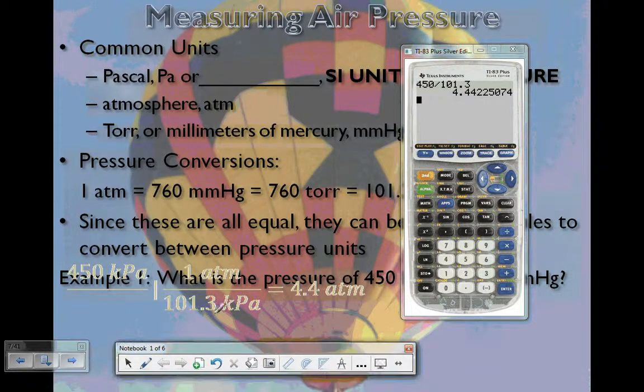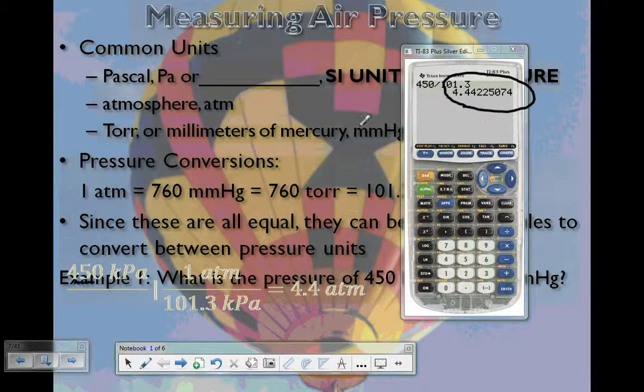And of course you already know, not all of these numbers are significant. We started with 2 sig figs, so the most I can keep is 2 sig figs here. So the 4 here is not big enough to make a difference. It's just 4.4 atmospheres.